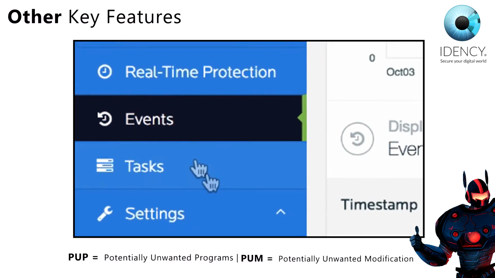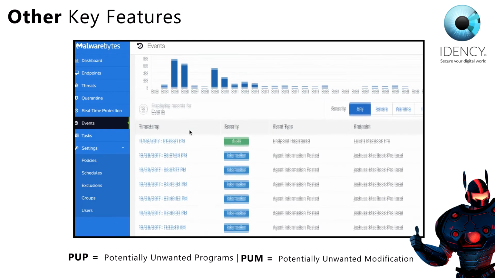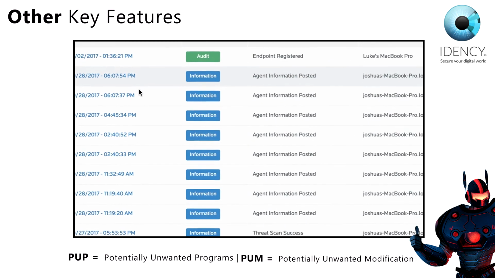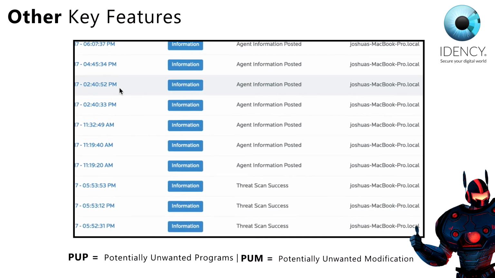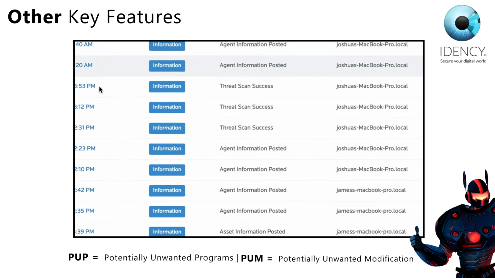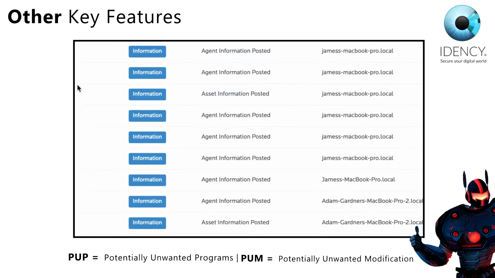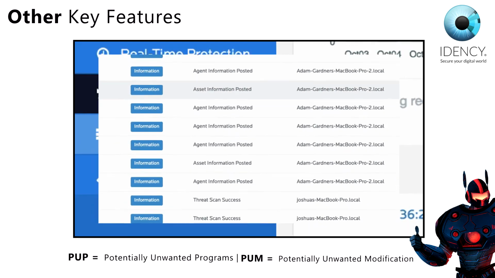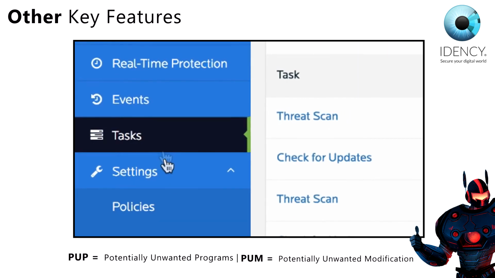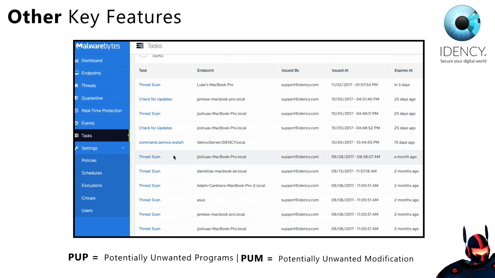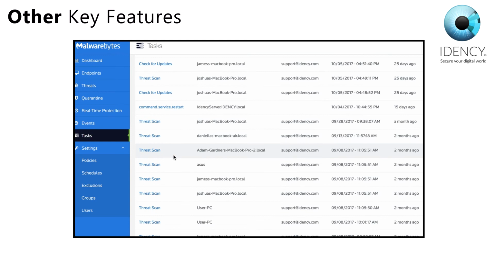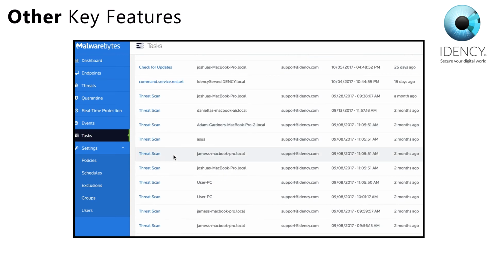The Events tab shows events across all endpoints. The events display the timestamp, the severity of the record, the event type, and which endpoint the record is displayed for. The Task tab displays all the tasks that have been carried out, as well as pending tasks and anything that is currently processing. That's it for now.